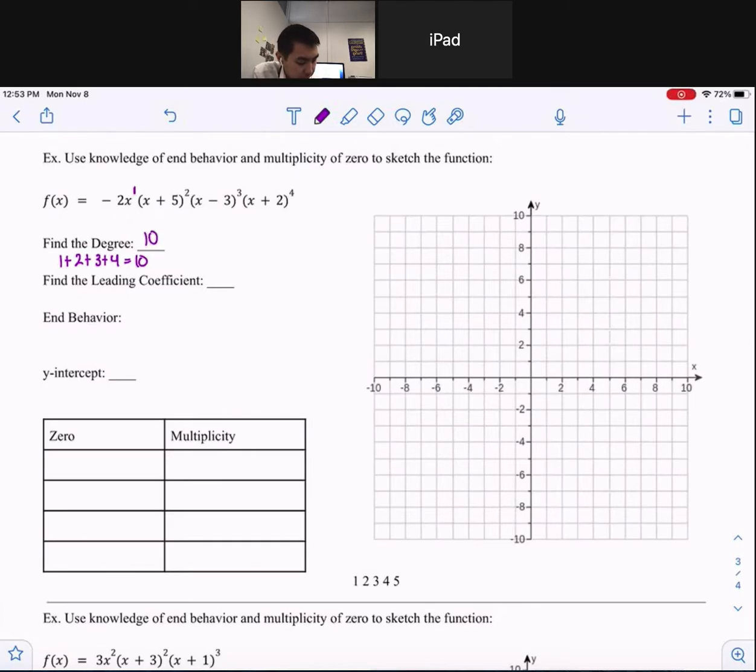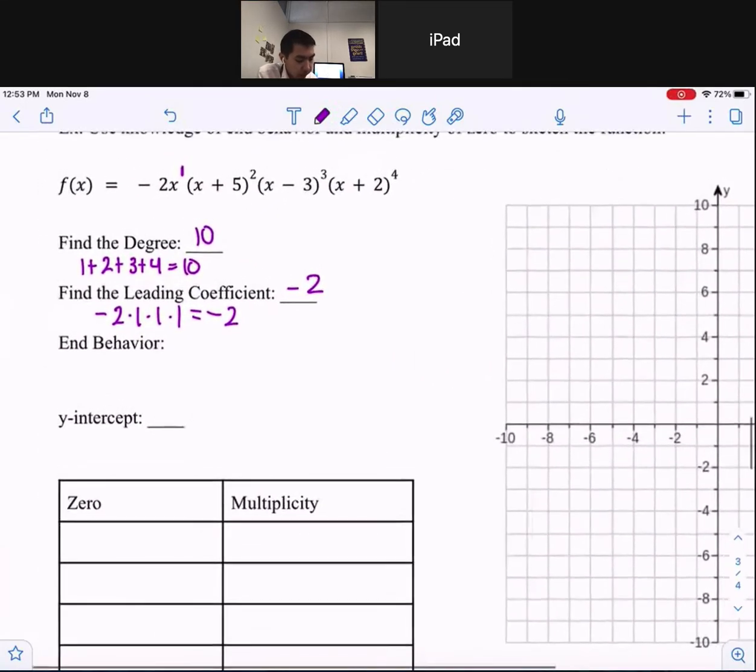What's the leading coefficient? You multiply all the coefficients together. -2 times 1 times 1 times 1, which is -2. So our leading coefficient is going to be -2. So, end behavior. For the leading coefficient, it was negative. And for the degree, it was even. Negative even end behavior is down, down.